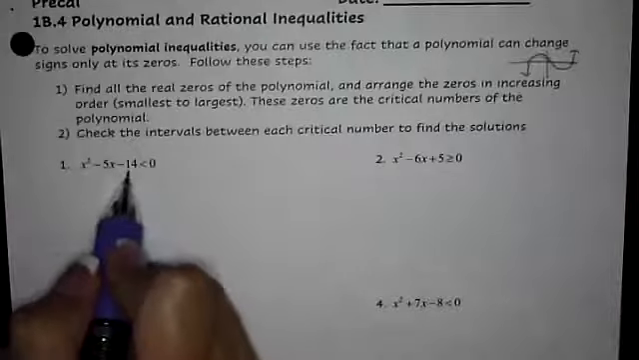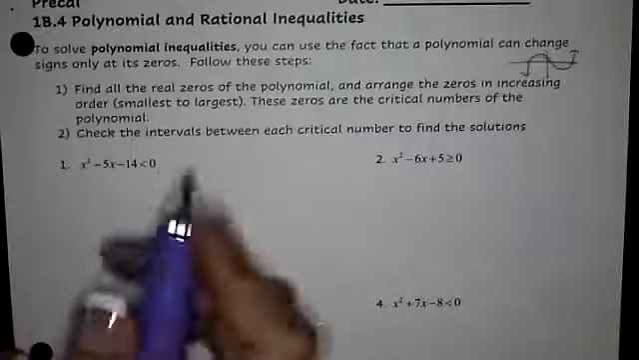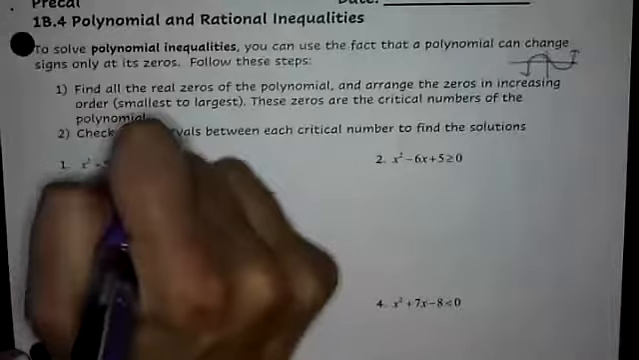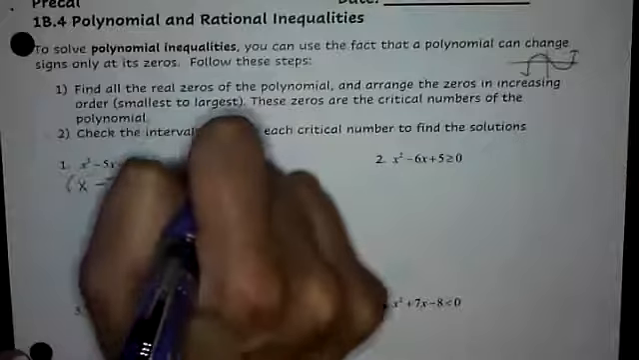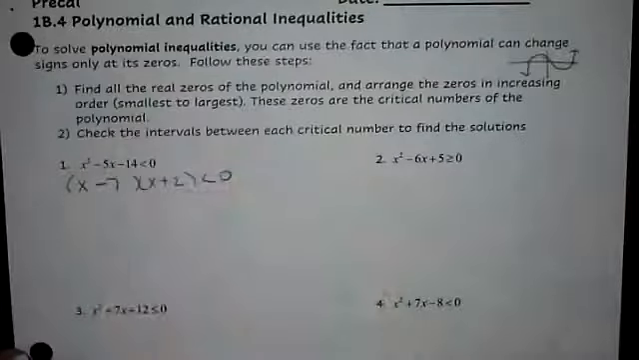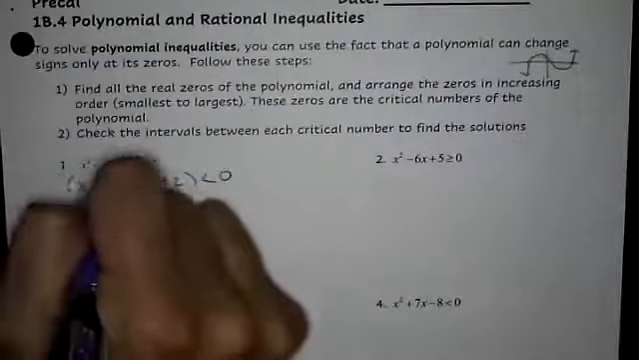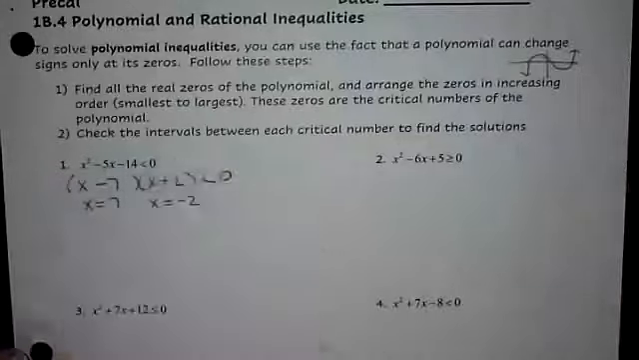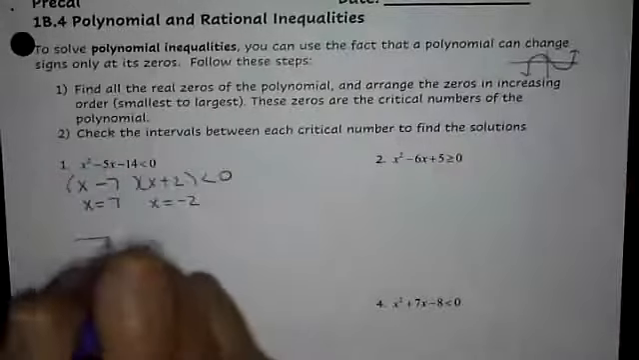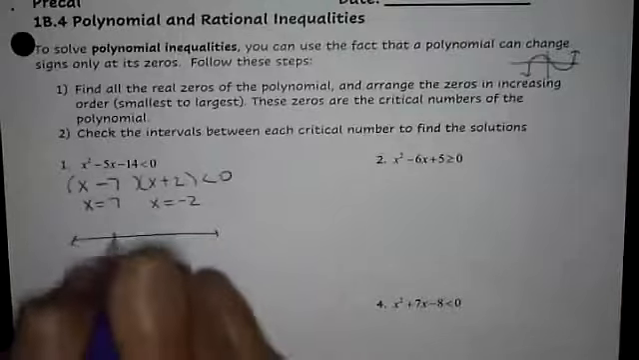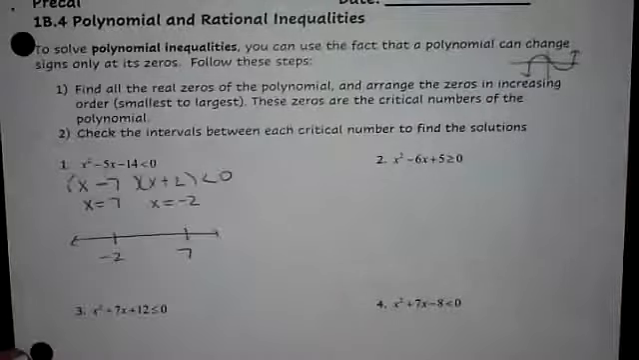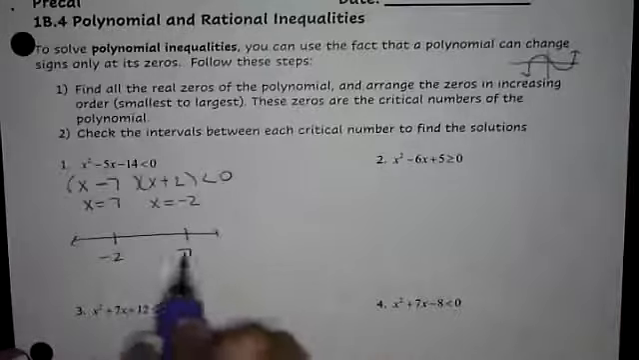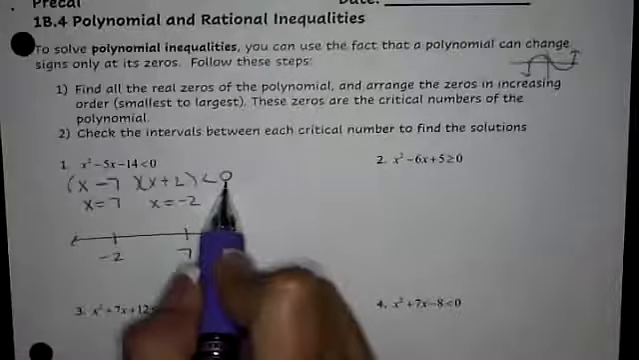x squared minus 5x minus 14 is less than 0. I would factor, which hopefully you're getting really good at. And then I find my roots. And so the roots are at 7 and negative 2. So I'm going to go ahead and draw a number line here with negative 2 and 7. Those are my critical points. Those are the 2 points where it is equal to 0.